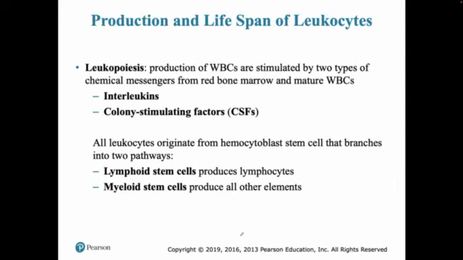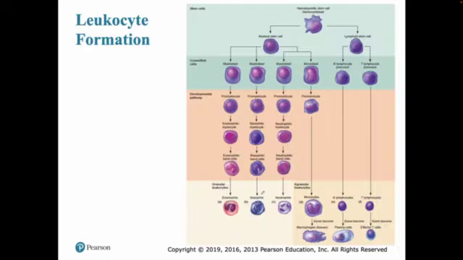Now let's talk about how leukocytes are produced. WBCs are produced, of course, through a process called leukopoiesis. Poiesis means synthesis. Two very important chemicals in leukopoiesis are interleukin and CSF, or colony stimulating factors. Now you don't have to get into too much detail of this process, but what we have to understand is that leukocytes can have two lines of origin. They can originate from lymphoid stem cells, which will produce the lymphocytes, or they can originate from myeloid stem cells, which will give rise to the other elements.